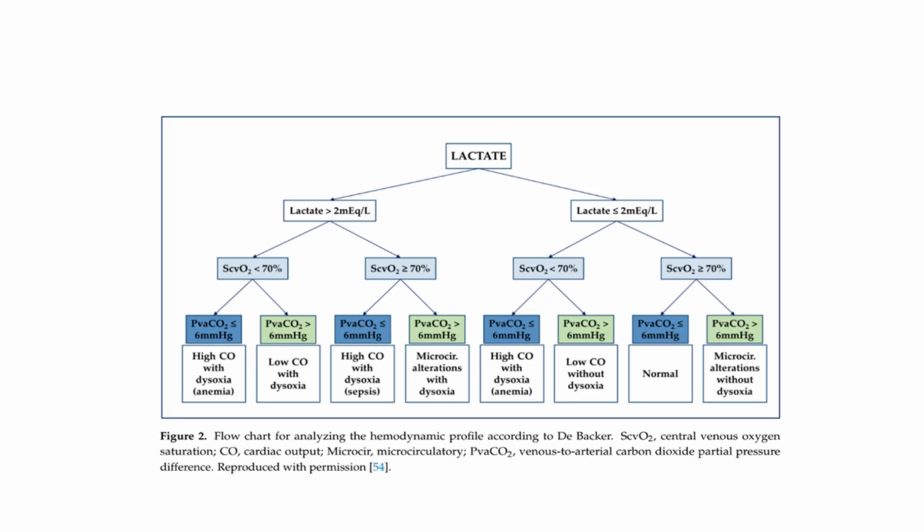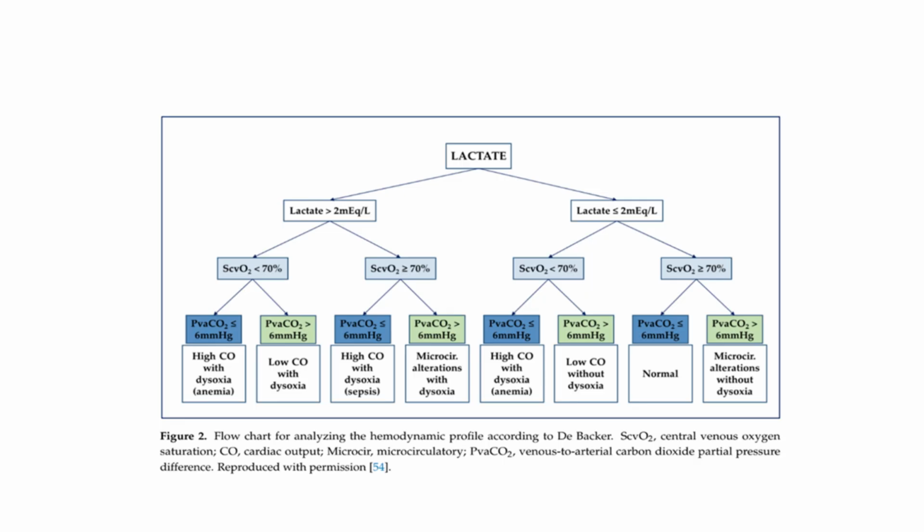This is where PvaCO₂ becomes essential. PvaCO₂ is the difference between venous and arterial CO2. It reflects how effectively blood flow removes CO2 produced by tissues. In simple terms, it is a marker of circulatory flow or cardiac output. If PvaCO₂ is greater than 6 millimeters of mercury, it suggests low blood flow, meaning CO2 is not being cleared properly. If it is 6 or less, blood flow is generally adequate.